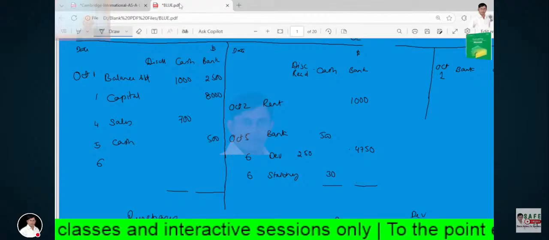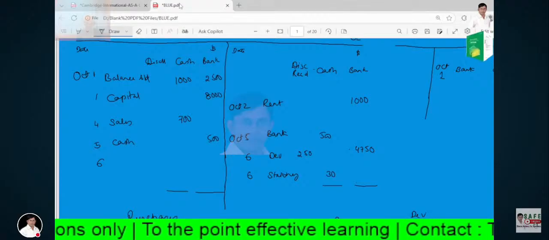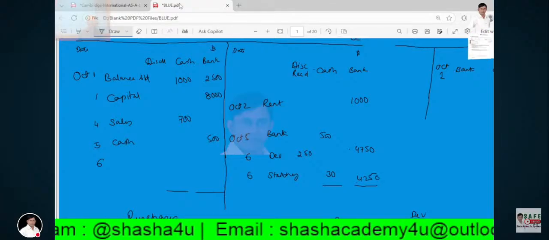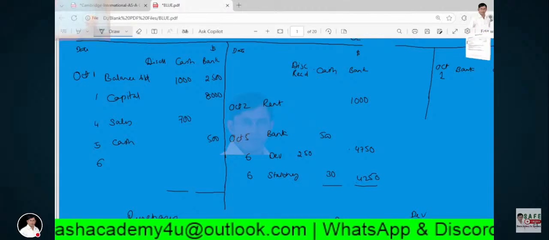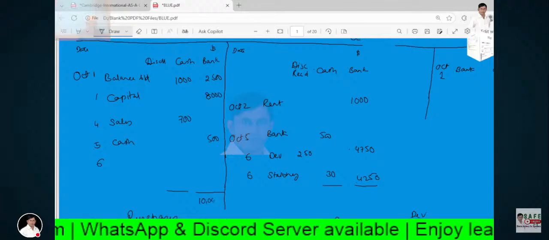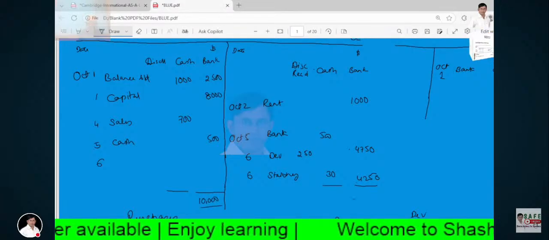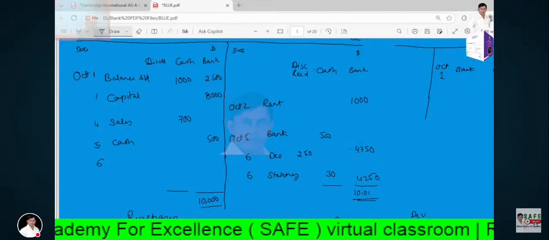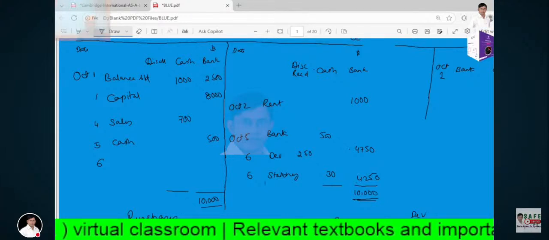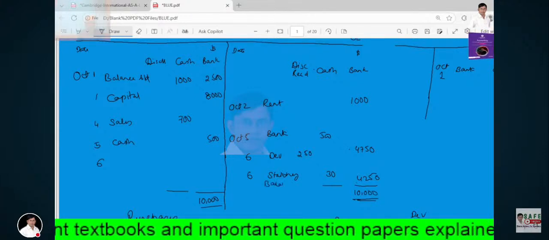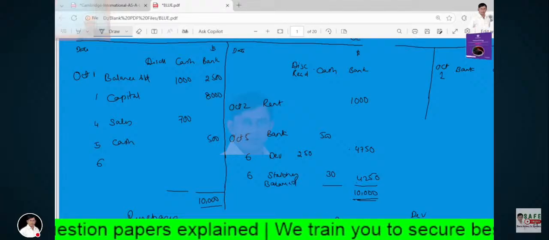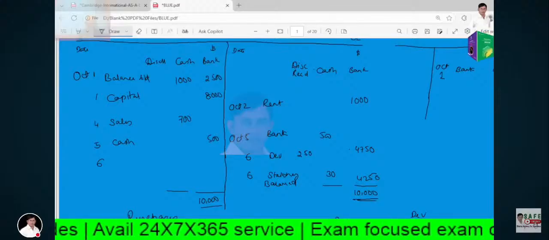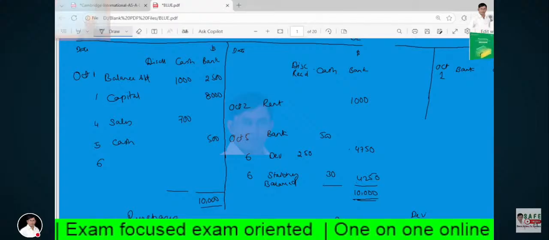So 4,250 you have to write here, so that the total on both sides becomes the same. This side is also 10,000, this side is also 10,000. And this is called balance carried down. On this side it is 1,700 and here it is 530. This side is heavier, so you write 1,700 here.